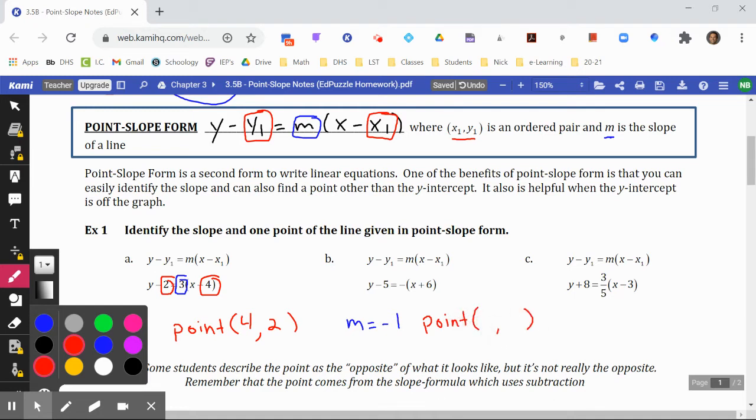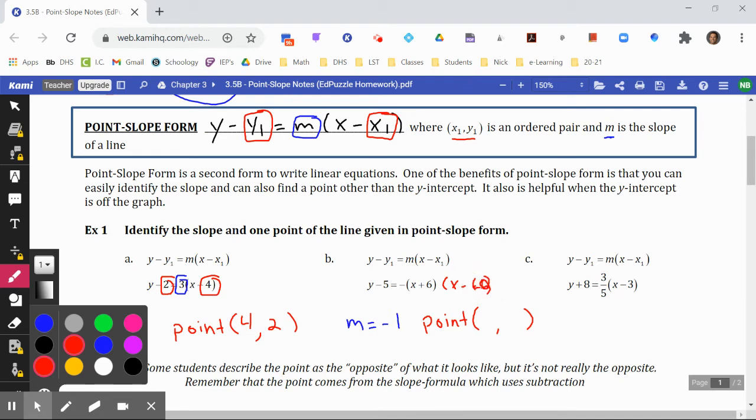All right, so I have to go back to my form, right? My form is x minus x1. But in my equation, I see an x plus 6. Well, my form and my equation don't match up. I need my equation to be x minus my x1. Well, yeah, that's right. Minus a negative will make it positive. So this is really saying it's x minus a negative 6 here.